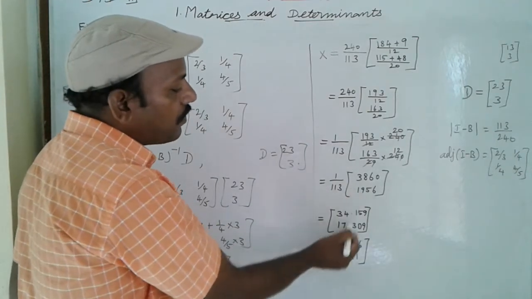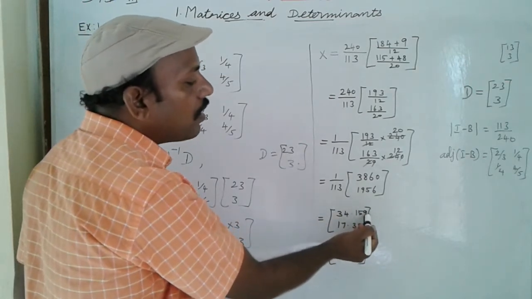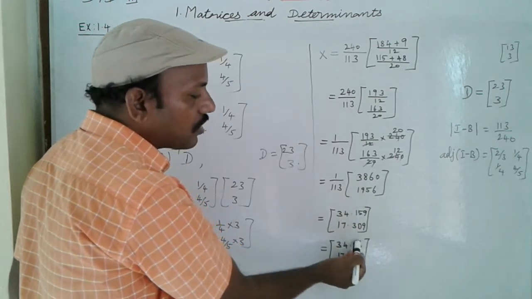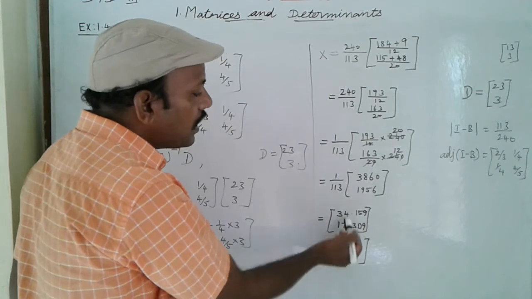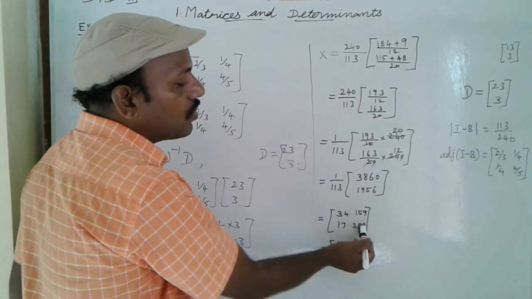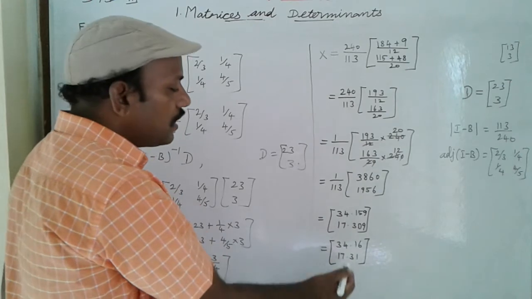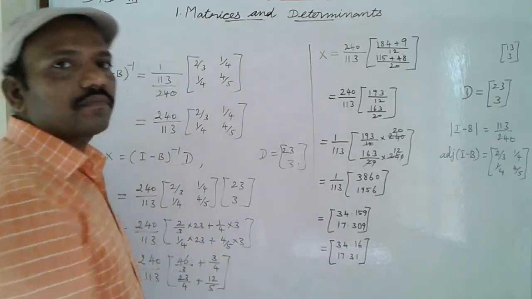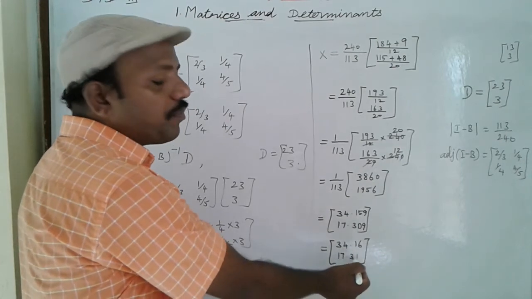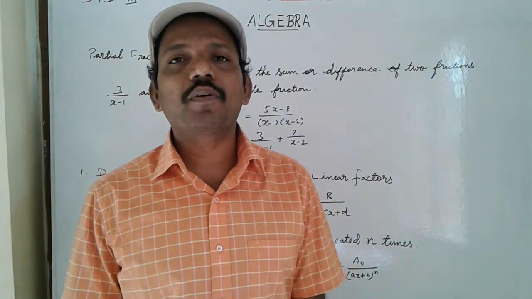We get 34.159 and 17.309. Rounding this number, since it is above 5, we add one before: 5 plus 1 is 6, so 34.16. Rounding this too, we get 17.31. This is the final demand, the output: 34.16 and 17.31. That's all. 11th standard business maths, chapter number 2, algebra.